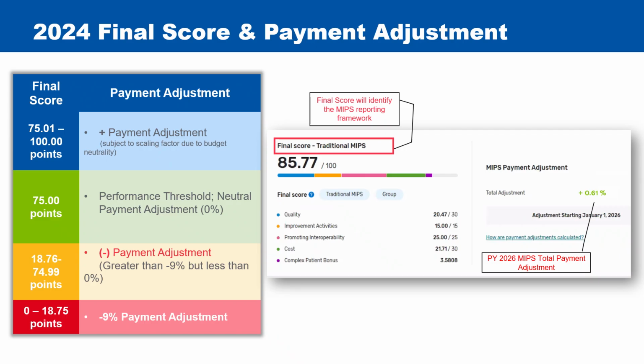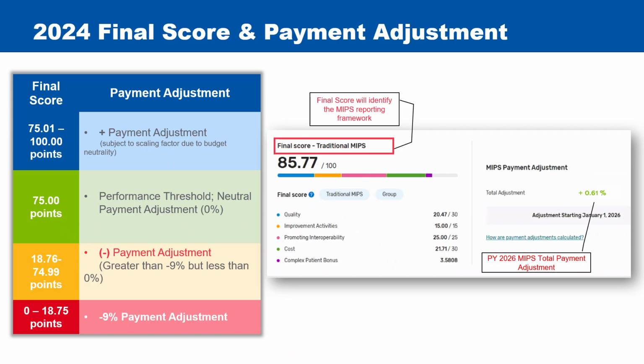Before moving into the different categories and their feedback reports, let's discuss the final score and payment adjustment. It's important to remember that your final score will determine your payment adjustment. On the left side of your screen, you will see how CMS categorizes this information. You will receive a positive payment adjustment if your score ranges from 75.0 to 100 points.